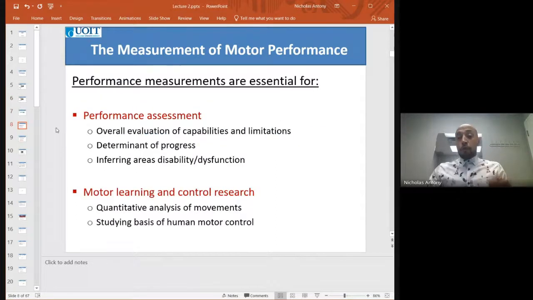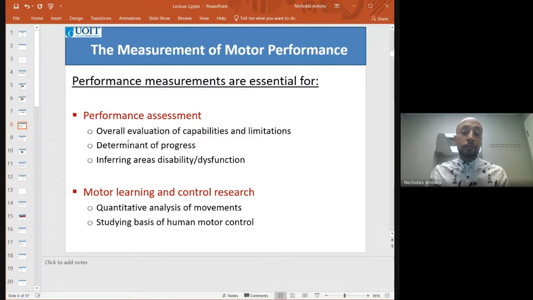So the reason why they're important is specifically that, right? We need to assess someone's performance. This is going to allow us to evaluate their overall capabilities and limitations. So if you think about a stroke patient, by giving performance tasks, we're going to be able to see where they get up to a point where they can't do stuff, and that's going to give us a guideline as to where they're standing in terms of their neurological impairment.